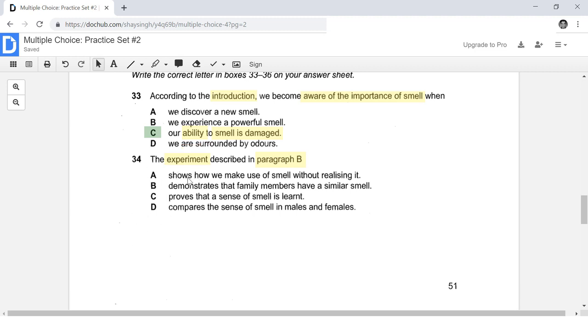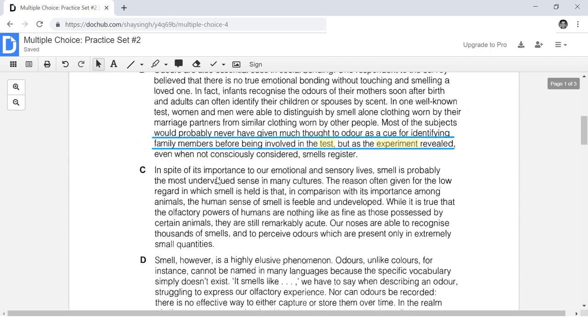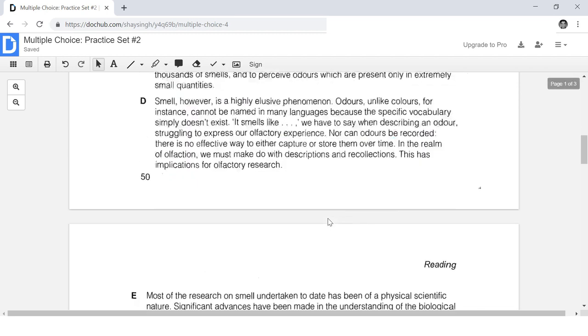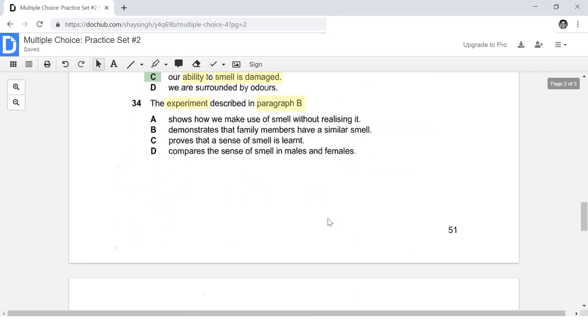A says that the experiment shows how we make use of smell without realizing it. Yeah, that's what it's been talking about. It's been talking about how smells register even when we're not aware of these smells. It says that most people never give much thought to smell, to odor, but the experiment showed that even when people don't consciously notice smells, the smells still register in their brain and they still influence the way in which people think or behave. It registers, it has some kind of an effect. So that's what we've been talking about here. So the answer is going to be A.